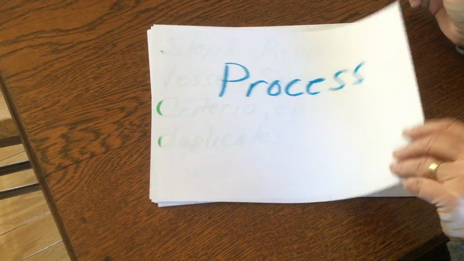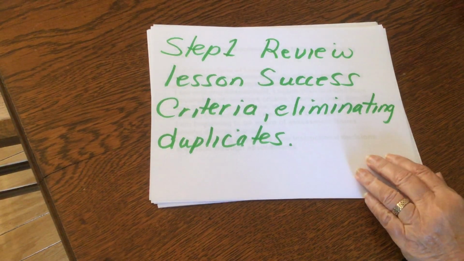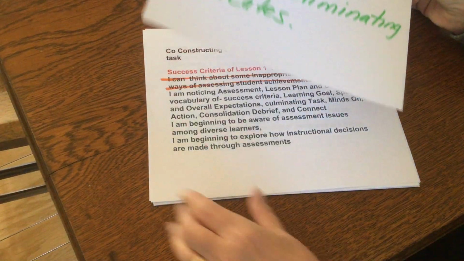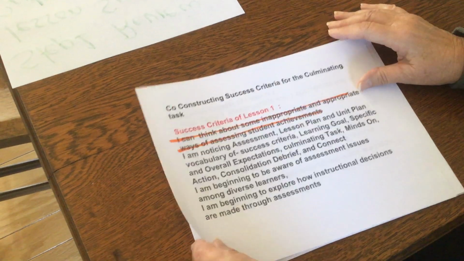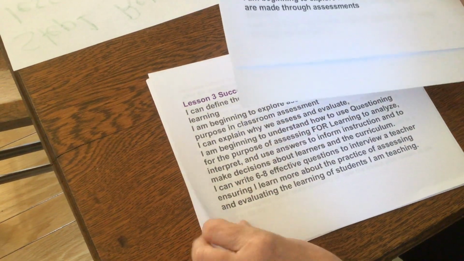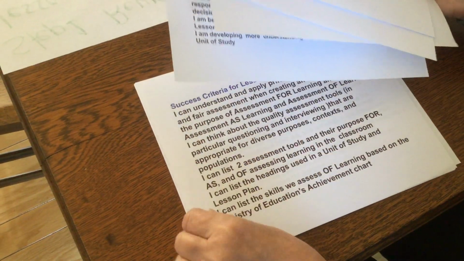So the process of co-constructing involves the following. Step 1, review lesson success criteria, eliminating duplicates. So what I've given you in this task is the success criteria for each lesson we've had up to lesson 6. And you'll notice as you read through, you're getting rid of duplications.